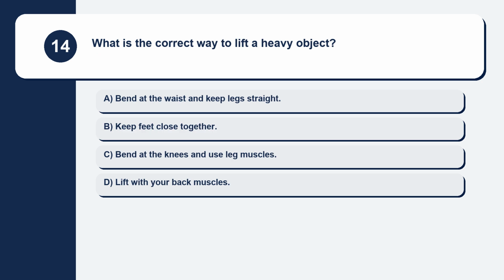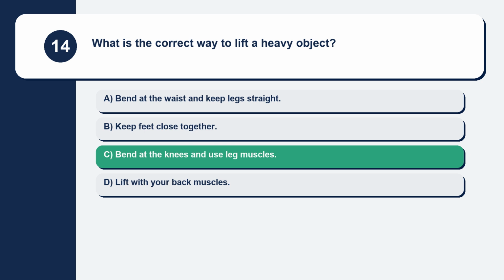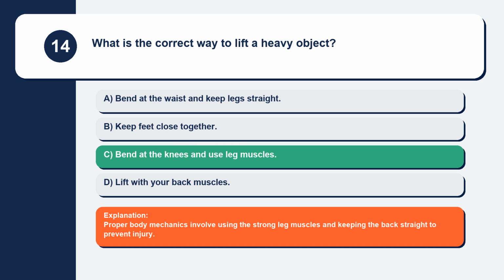Question 14. What is the correct way to lift a heavy object? Bend at the waist and keep legs straight, keep feet close together, bend at the knees and use leg muscles, lift with your back muscles. Proper body mechanics involve using the strong leg muscles and keeping the back straight to prevent injury.